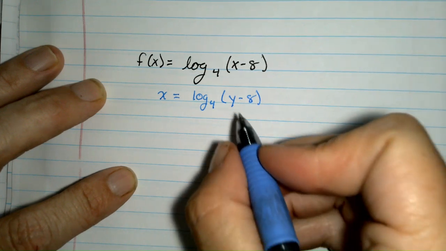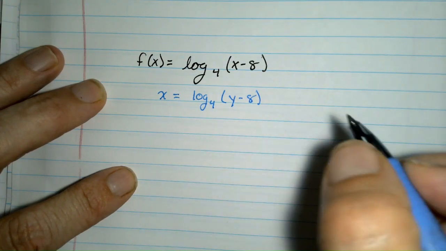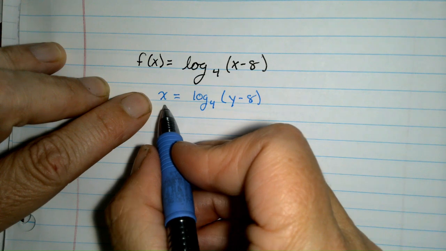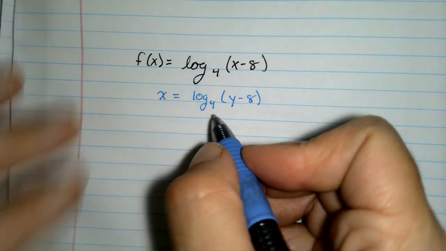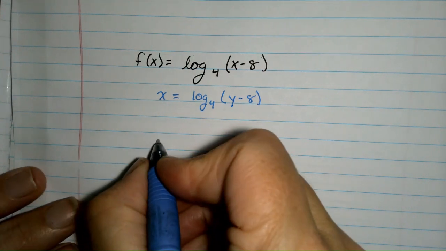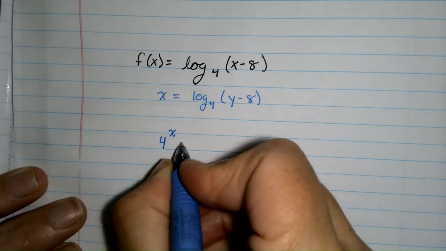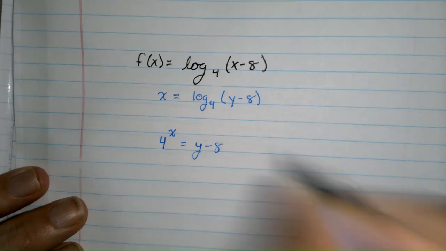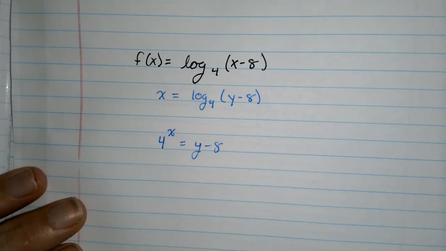So we have the parenthesis, but we have the log out here. So we need to reformat because it's already logged down, and instead of taking the tree down, let's put the tree back up. So my base was 4, x was my power, and that's going to equal y minus 8. And now we can add 8.